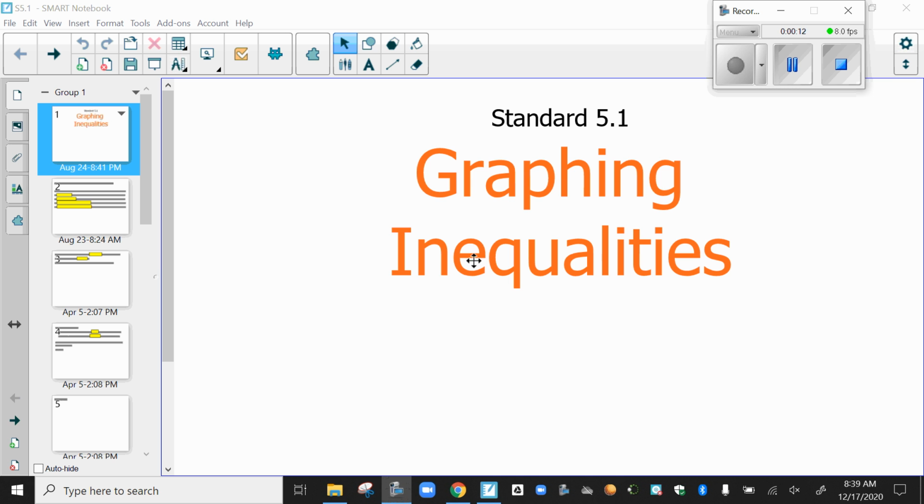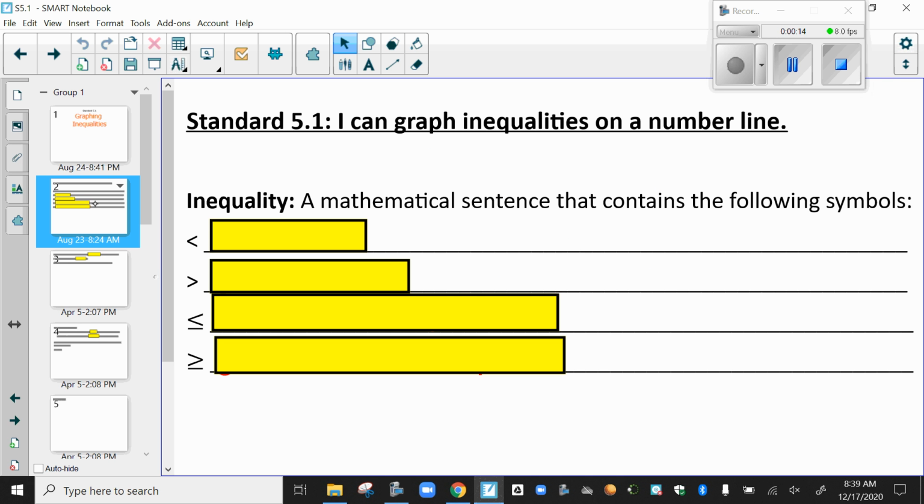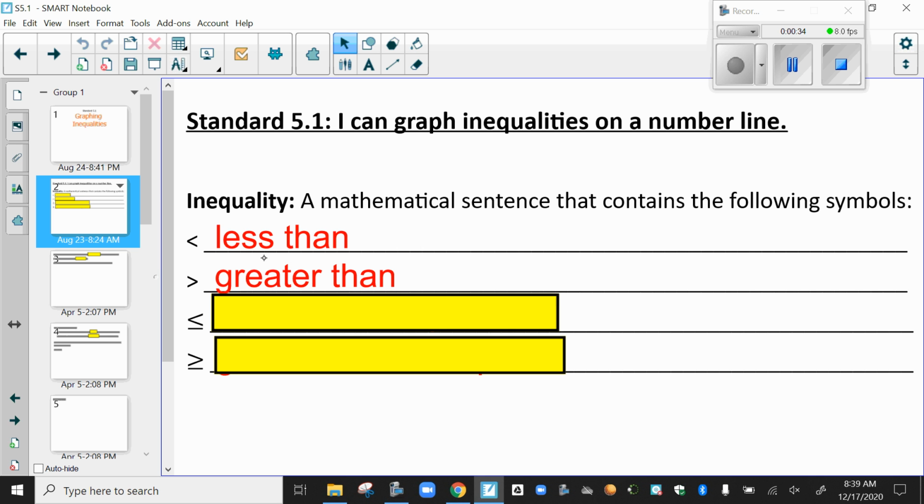So, Standard 5.1, graphing inequalities. Standard 5.1: I can graph inequalities on a number line. An inequality is a mathematical sentence that contains the following symbols. So, we have this sign, which is less than, this sign, which is greater than. We're going to take those two signs and add a line to it.